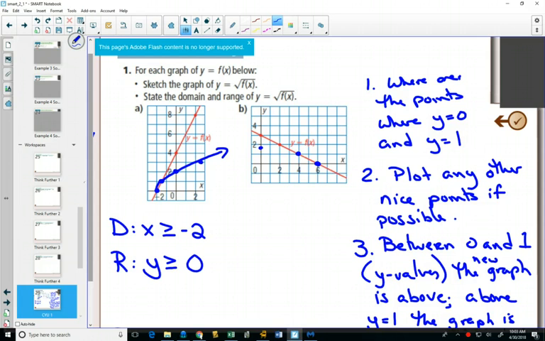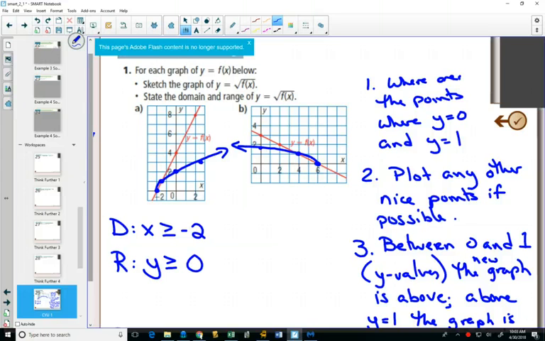Now, when the y values are between 0 and 1 on our red graph, our blue graph has to be slightly above. And when our y values on our red graph are above y equals 1, our blue graph will be below. There's our final graph.